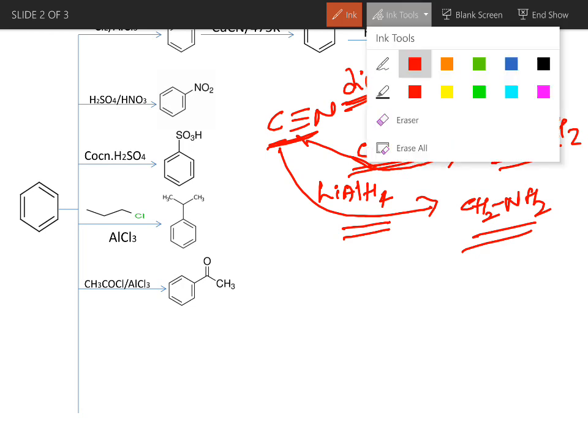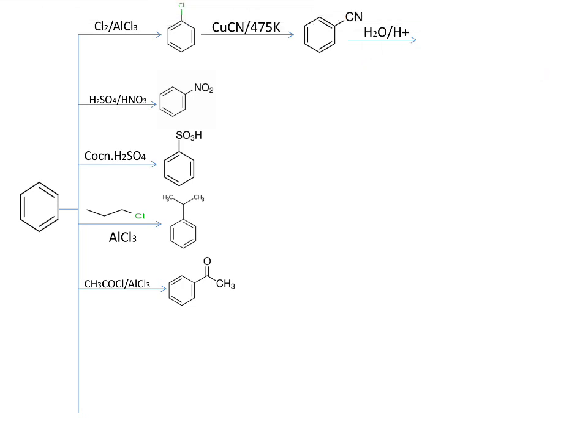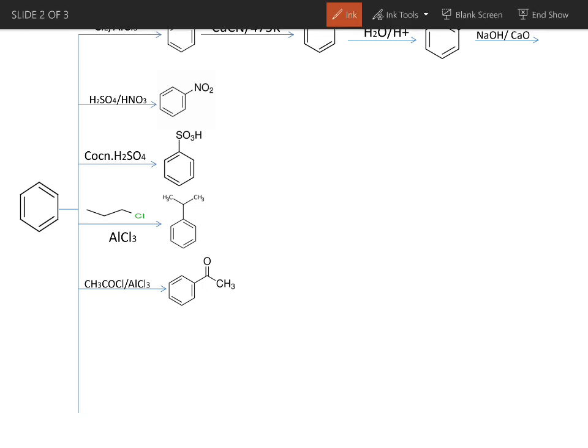So in this case, cyanobenzene is reacting with water and H+. Water indicates the acid is dilute, and when dilute acid is used, cyanide will get converted into carboxylic acid, and the compound formed here is called as benzoic acid. Now this benzoic acid is further reacted with a mixture of sodium hydroxide and calcium oxide. Mixture of sodium hydroxide and calcium oxide is called as soda lime.